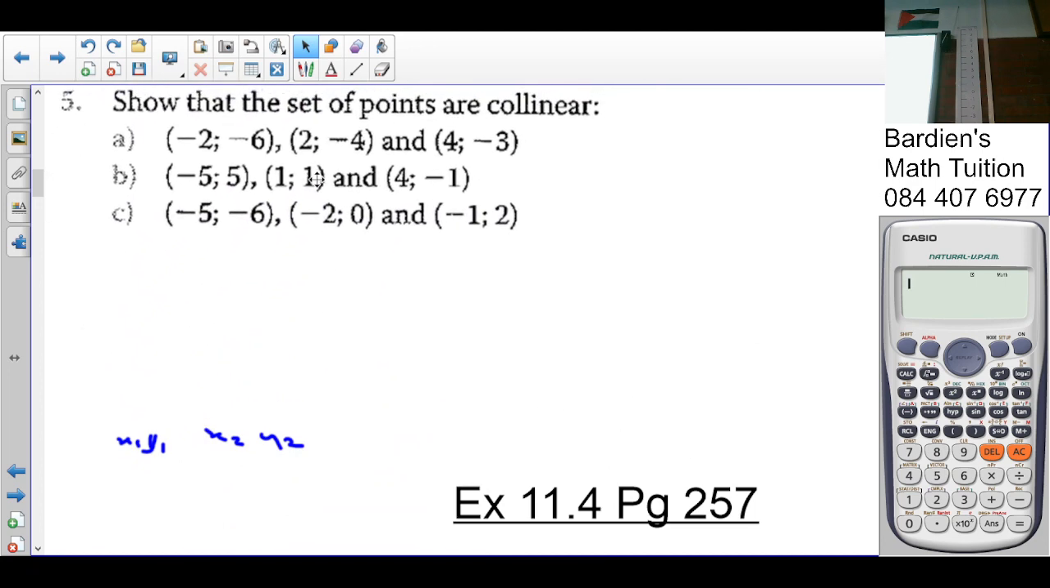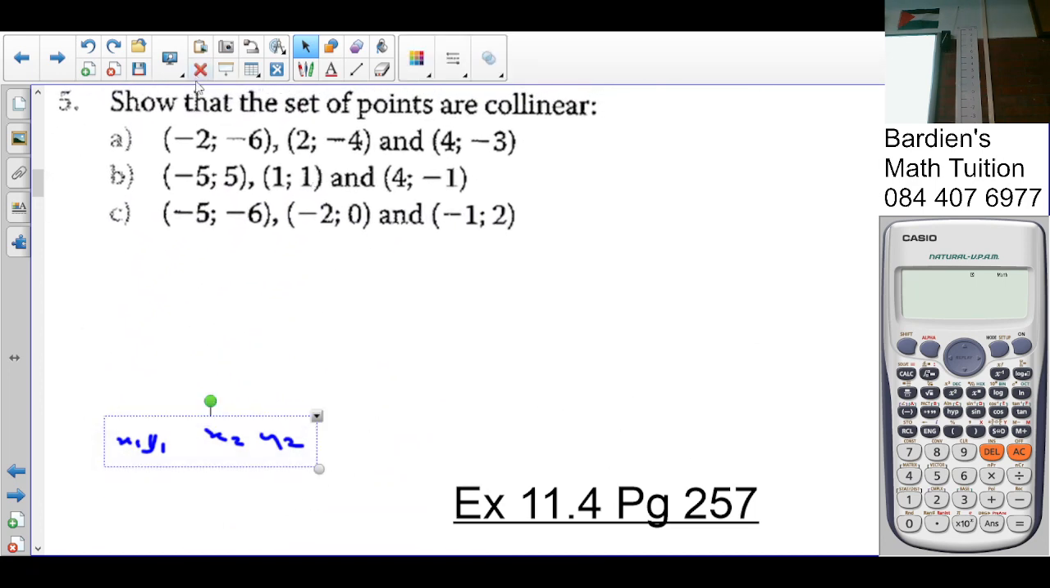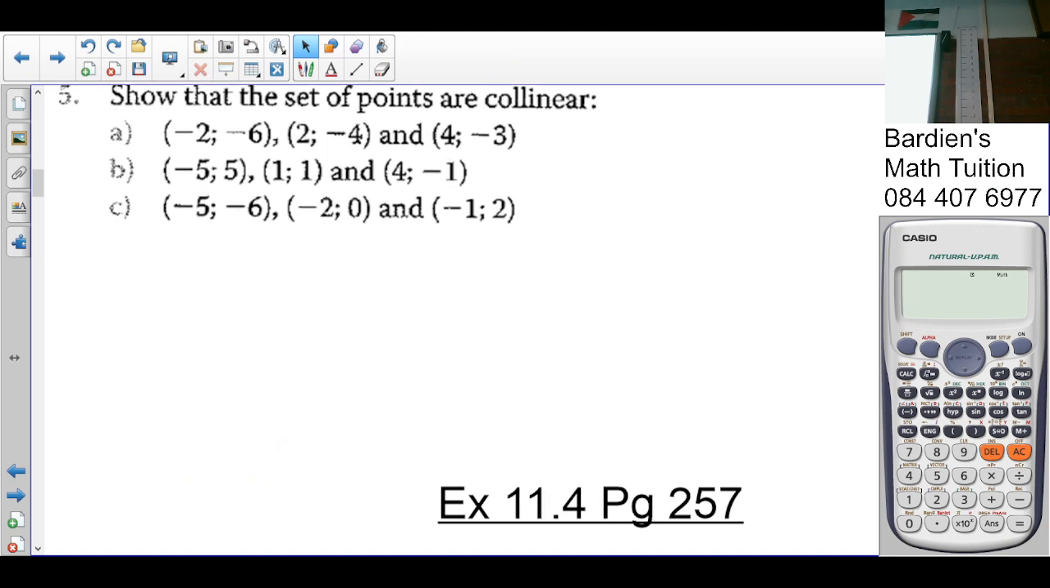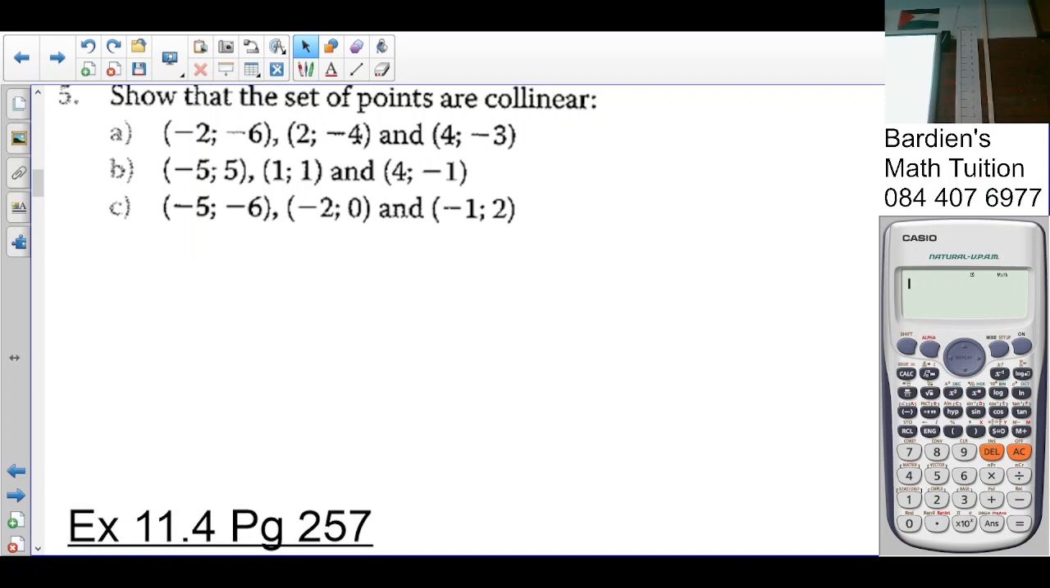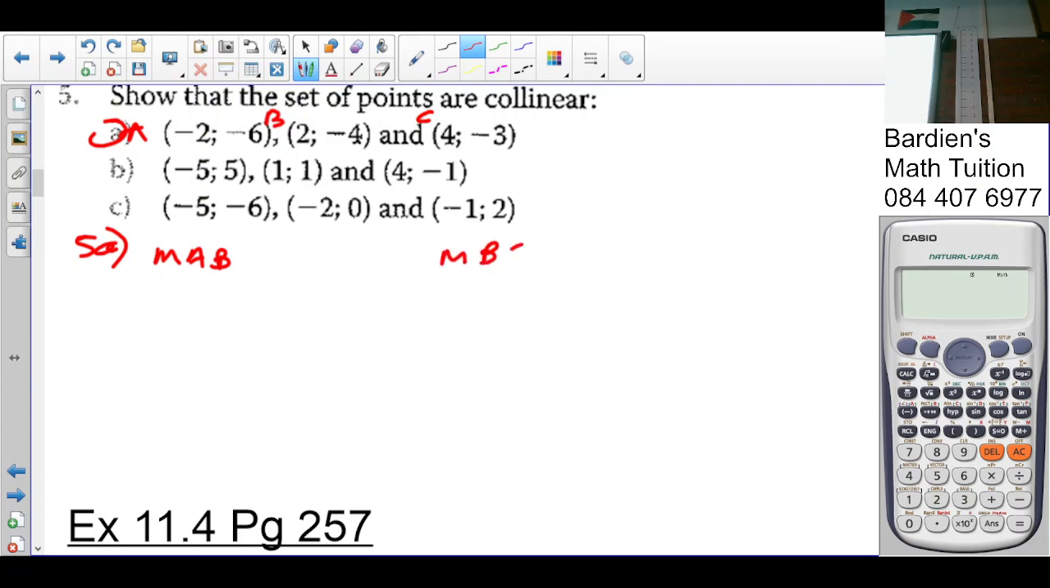Looking at number 5. We didn't do a calculation on collinear, no? No, so I'm going to do all 3 of these. Looking at A, we are to show that these sets of points are collinear. So 5A, let's call the points A, B and C for argument's sake. We're going to work out the gradient of AB and the gradient of BC. If the gradients are equal, what does that mean? They're collinear. If they're not equal, they're not collinear. What does collinear mean? It lies on the same line.